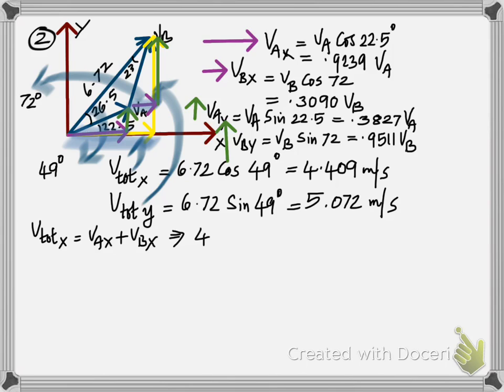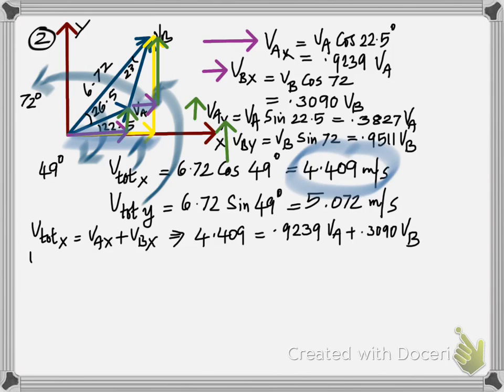So substitute the values. VAX is point, and this must add up to 4.409 because we already got that. That it must add up to 4.409. So now we got an equation: 0.9239 VA plus 0.3090 VB should be equal to 4.409.